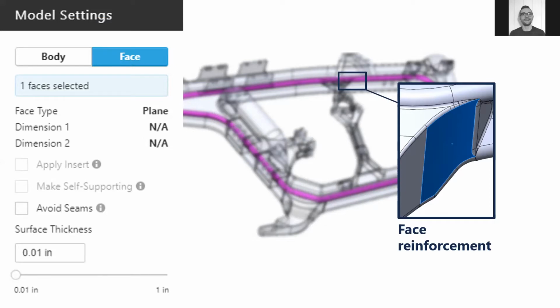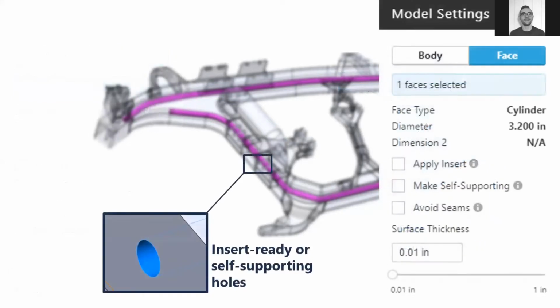Now you'll notice up in the model settings, we've switched over from body selection to face selection. And this is what allows us to select a face and apply specific thicknesses, as well as tell the printer to avoid seams on the given surface. And finally, when we're getting to holes, of course, we can do a number of things, as I've already mentioned: apply inserts, make them self-supporting, and avoid seams. And this is done by selecting a cylindrical face within the CAD model.